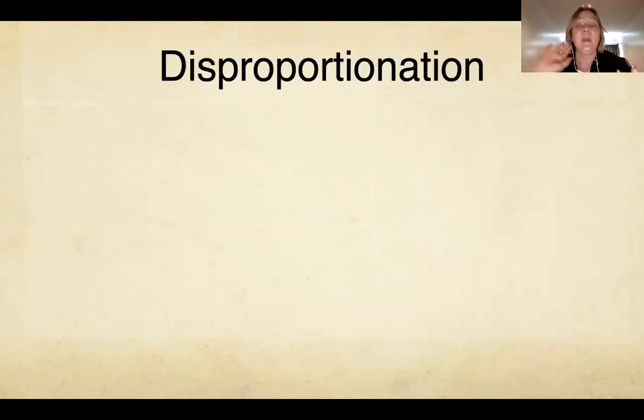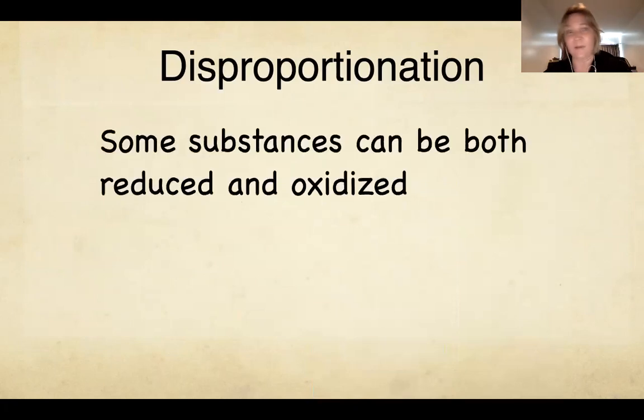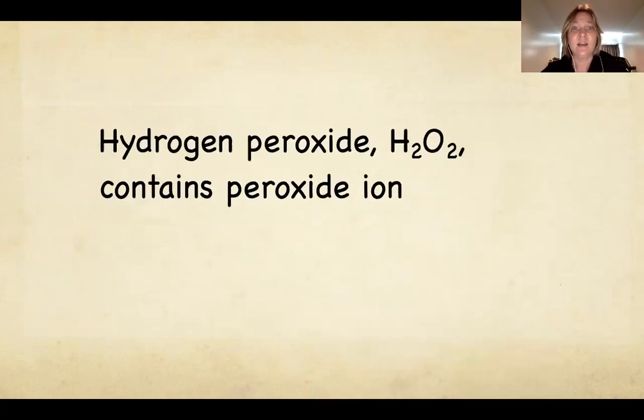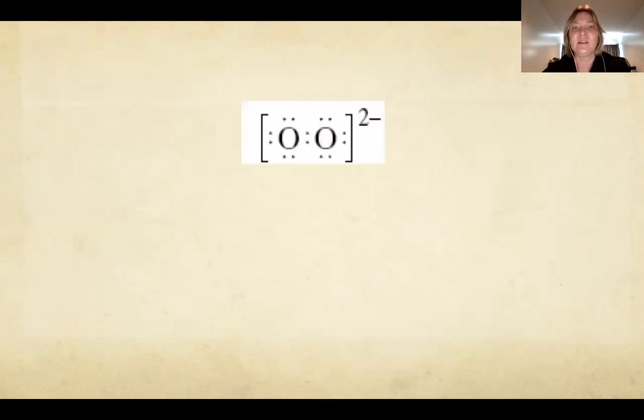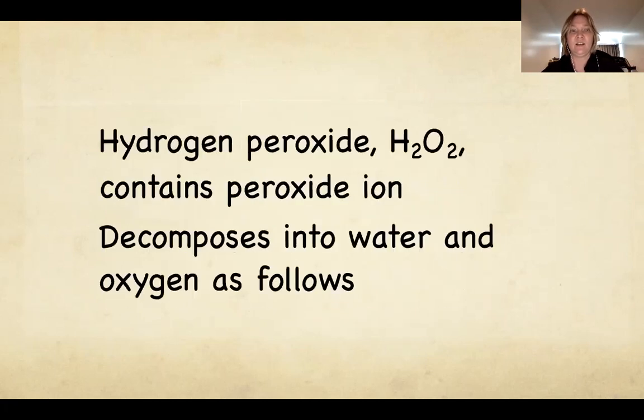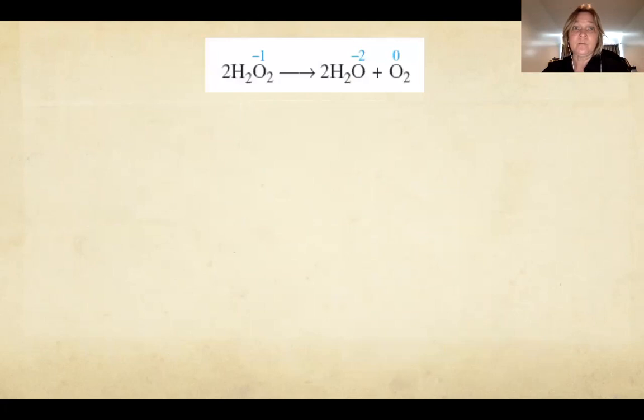All right, whatever. The last thing is disproportionation. Fancy word for basically saying that one substance is both oxidized and reduced at the same time. A really good example of this is hydrogen peroxide, because the peroxide ion, I can go back here, the peroxide ion is O2 2-. That makes each oxygen atom have an oxidation number of -1. And so then you can put it in an equation.